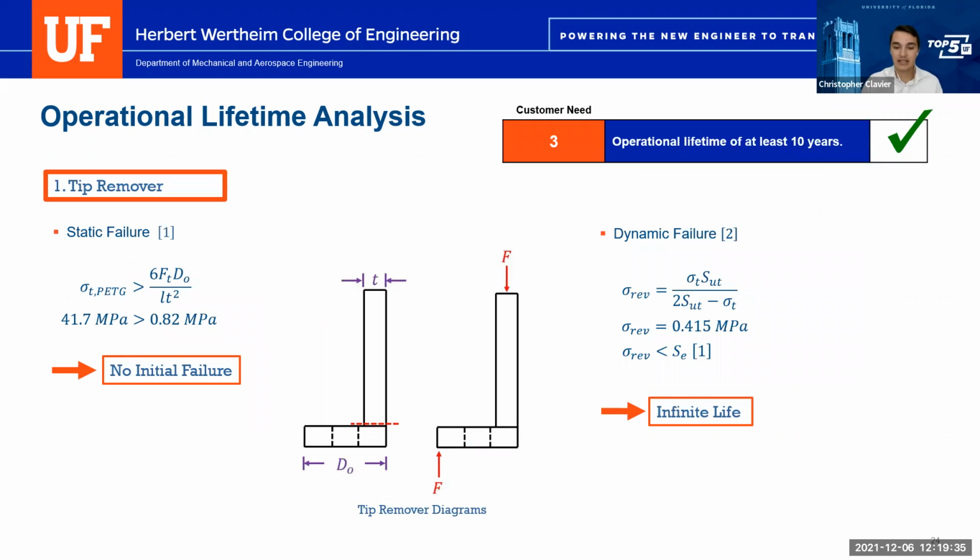For the tip remover, we did a static and dynamic analysis based on the simplified model shown in the diagrams in the middle of the page here. So we identified the location of the maximum stress, denoted with the red dashed line there on the left diagram, and we were able to prove that this stress was below the yield stress of the material, which was PET-G for this part. So this part would not fail statically. Then using the theory of fluctuating cyclical stresses, we were able to find and show that the equivalent completely reversed stress lies below the endurance limit of the material. So we are able to assume it has an infinite life.